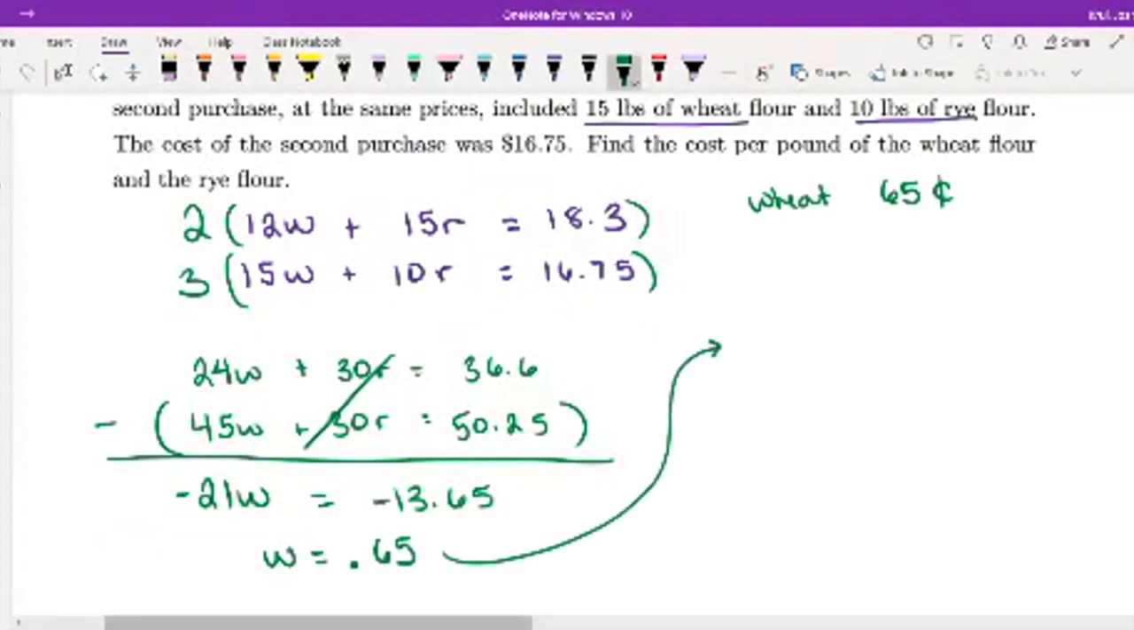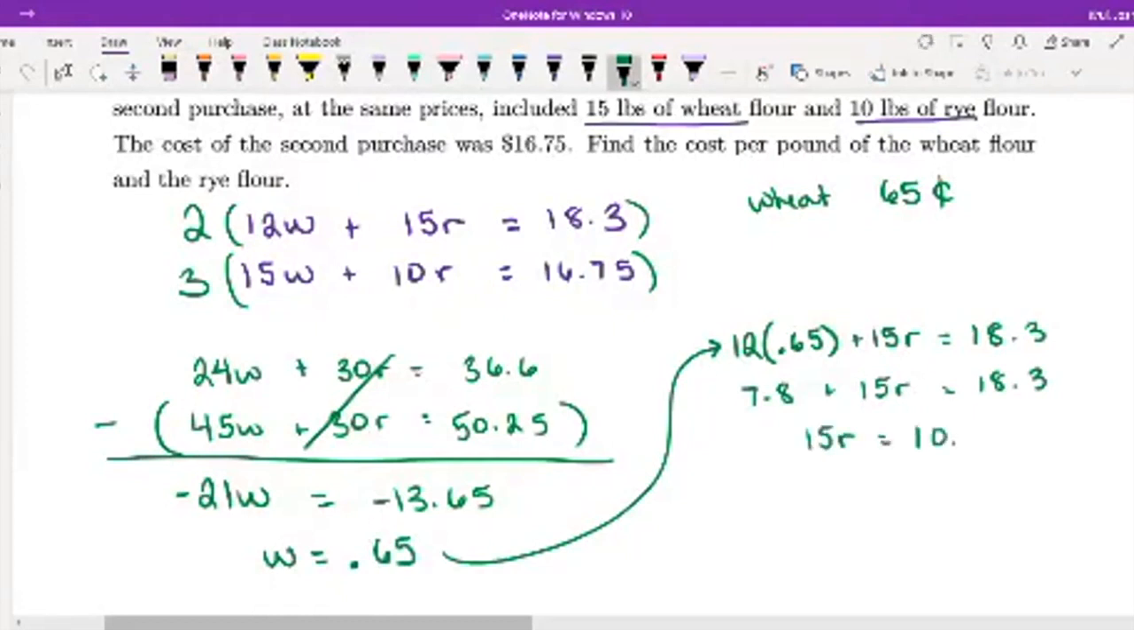And we're going to take that decimal and plug it into one of the original equations for W. So we could do the top equation. It doesn't really matter which one you choose. Okay, 15R is 10.5, and divide both sides by 15 to get that R is 0.7. So the rye flour costs us 70 cents. And we're done.